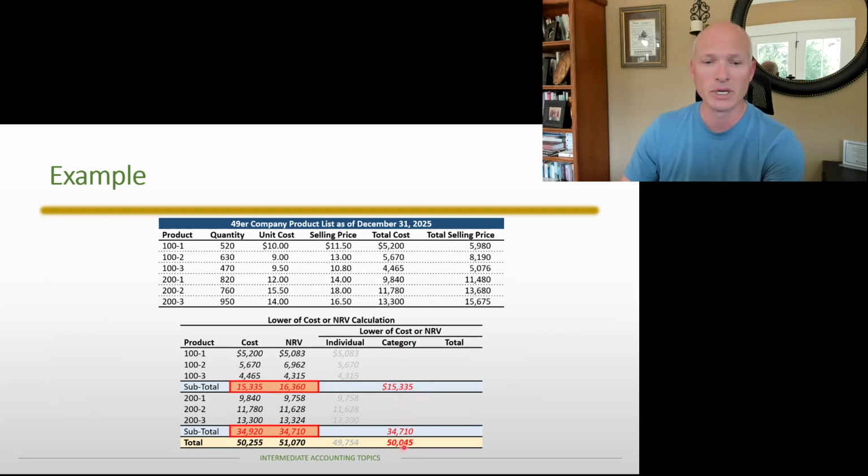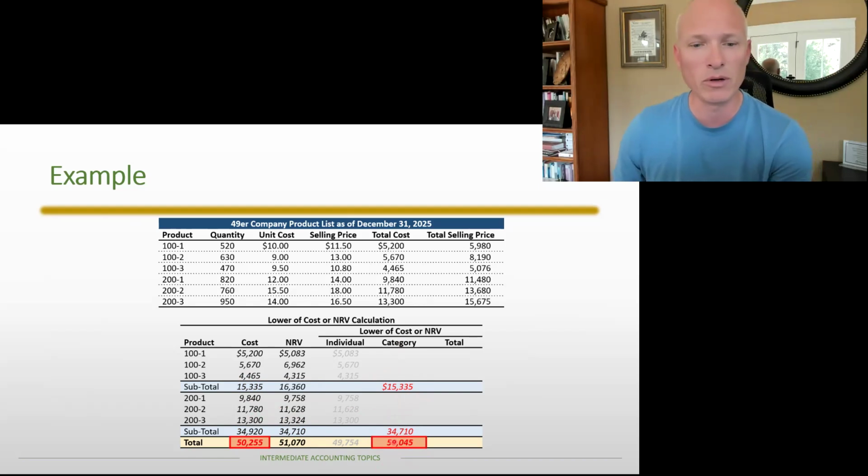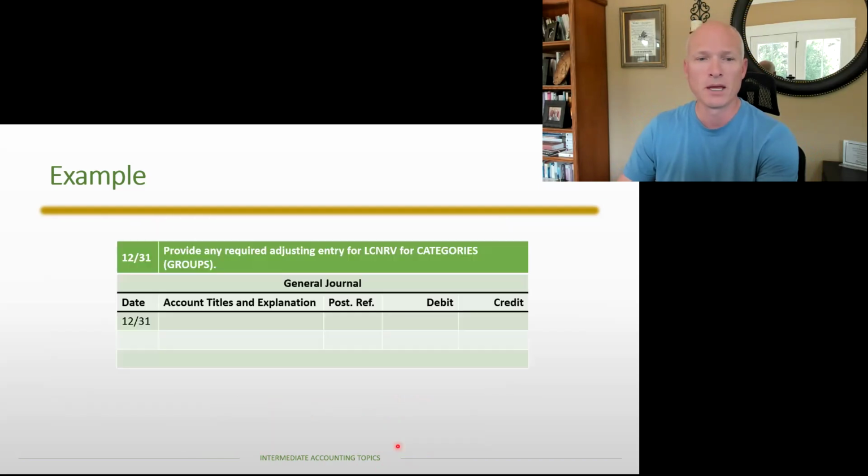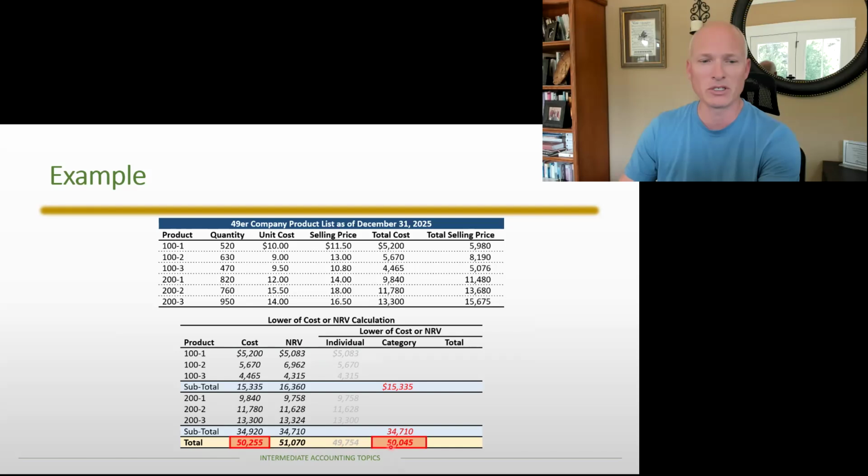We add that up, and again, similarly, we make a comparison to that total, which is our lower of cost or net realizable value total, and we're comparing that to the cost. And of course, you can see there's a difference. And since there's a difference, there will be a journal entry. In this case, that journal entry is $170, based on the difference on the previous slide, based on this difference right here.